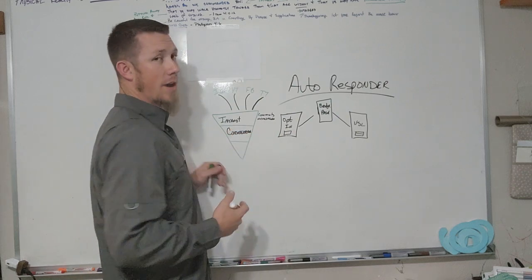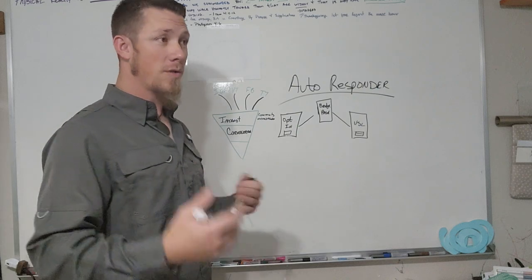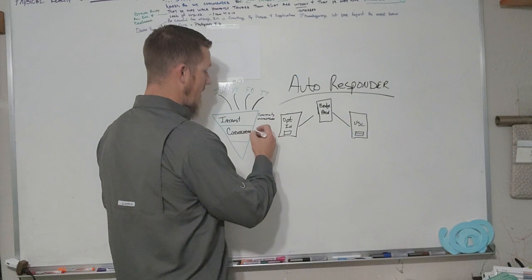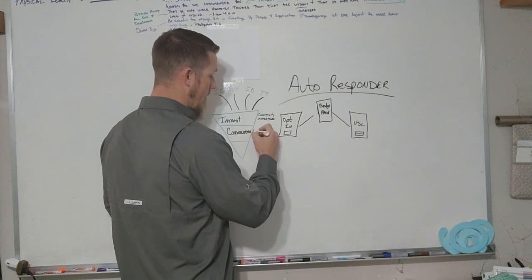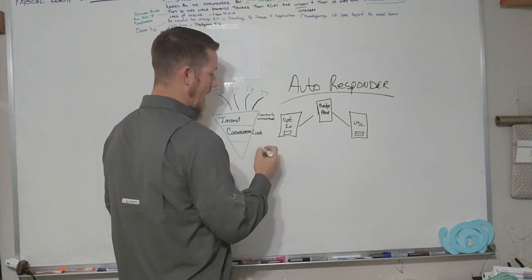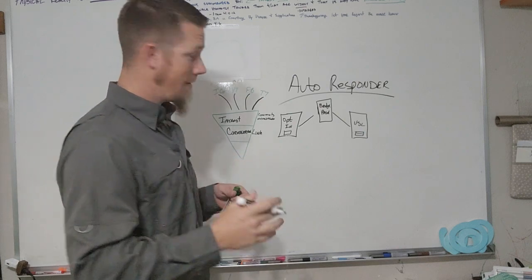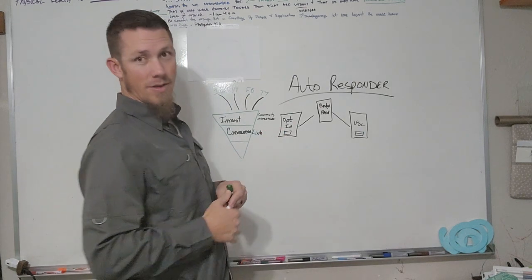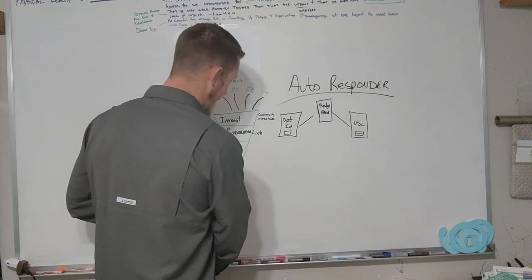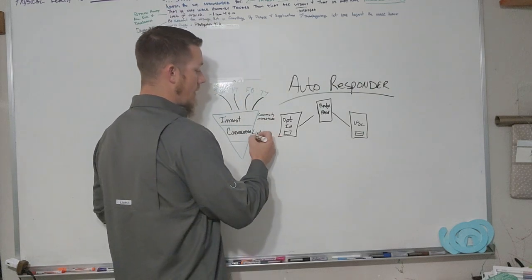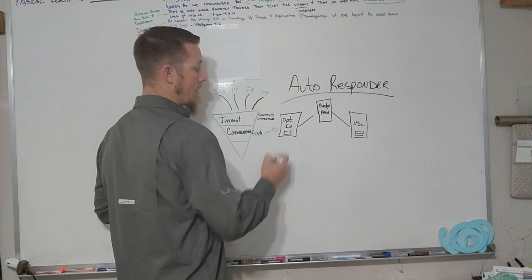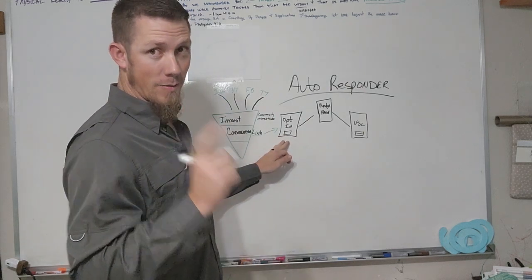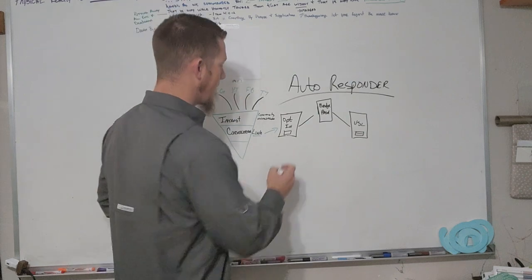So at the consideration stage, this is where you're most likely going to be deciding on which link to send them. You're going to be sending them your link, and when you send them your link, they go here. We'll use a different color so you can see. So you send them your link, they go to your opt-in. When they go to the opt-in, they put their email in. This is where the autoresponder kicks in.